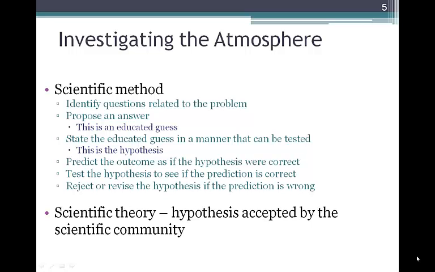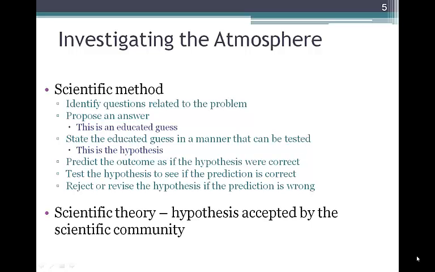And what you do then is you make a prediction based on your hypothesis. So assuming the hypothesis were true, I would expect, or I'm going to predict, that such and such will happen. And then you test the hypothesis to see if your prediction is correct. And if it is, great, you can continue to test and refine your hypothesis. And if it still continues to be correct, then it becomes a scientific theory.